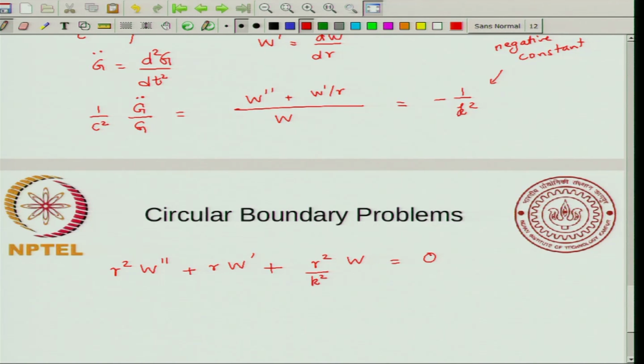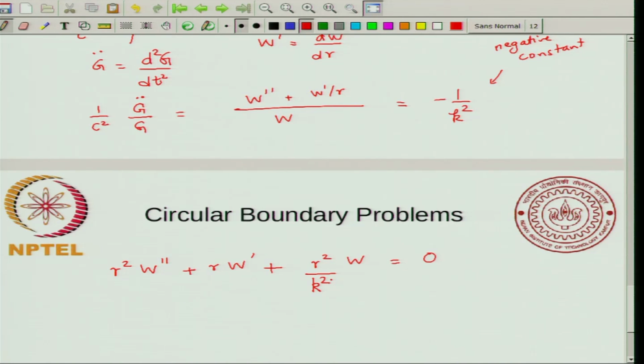Okay. And if I just make a substitution, I want it as minus k square, not minus 1 by k square. So, minus k square. Okay. So, I will take it in this form and then I will leave it as minus 1 by k square. Okay. And what I will get is r square divided by k square here. So, we will just leave it in this form and then we will work it out.